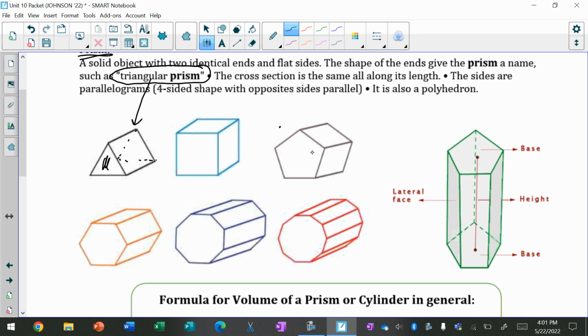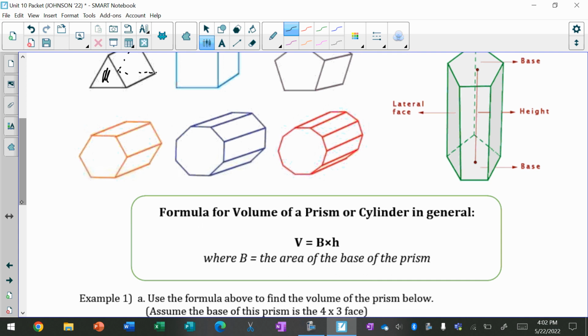Sometimes the base is in the front and the back. Sometimes the base is at the top and at the bottom. The distance between the bases is the height. So like in this example right here, this value would actually represent the height. And I know that's kind of weird because it's going from front to back, but it is the distance between the bases. Sometimes the height is vertical, all right? Sometimes the height is front to back.